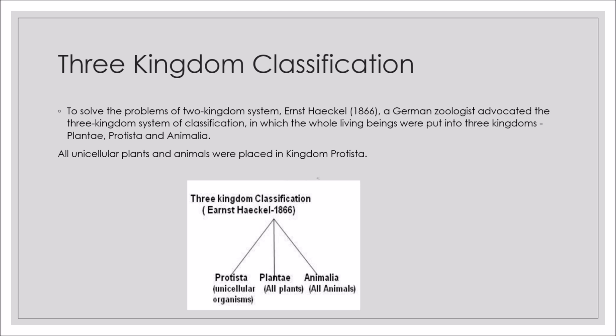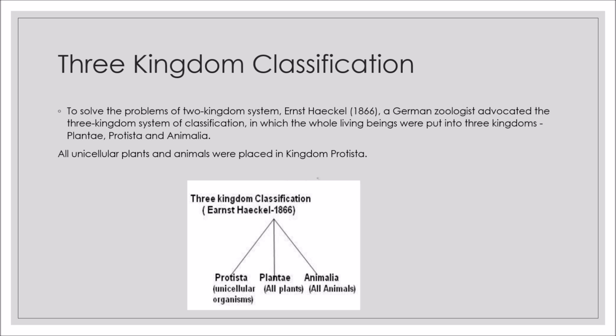Next is three kingdom classification. To solve the problems of the two kingdom system, Ernest Haeckel, in 1866, a German zoologist, proposed a new system. Zoologist means one who studies only animals. Those persons are called zoologists. So Ernest Haeckel was a German zoologist.